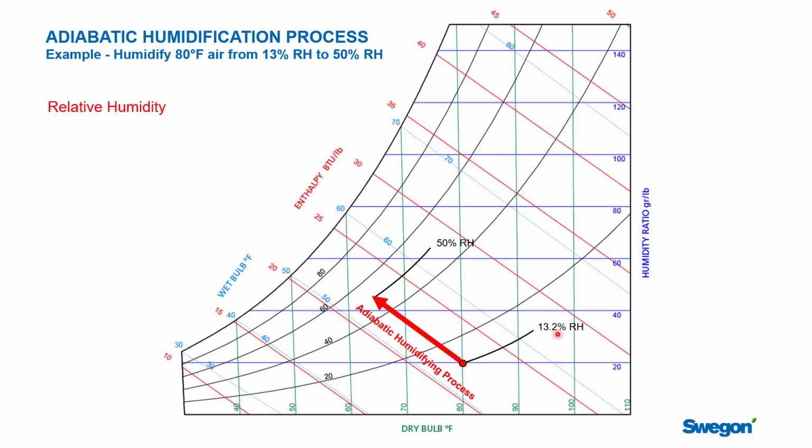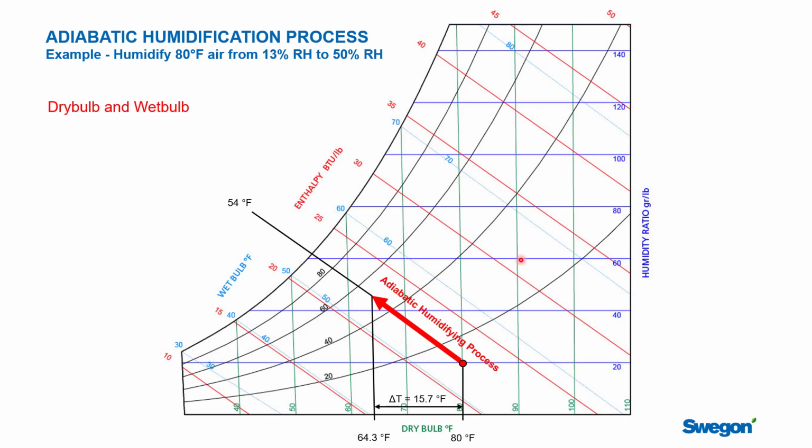So we started at 13% and finished at 50%, but because this was adiabatic, we actually changed the supply air temperature. So it's quite a specific process. Well, let's look at all of our dry bulb and wet bulb conditions.